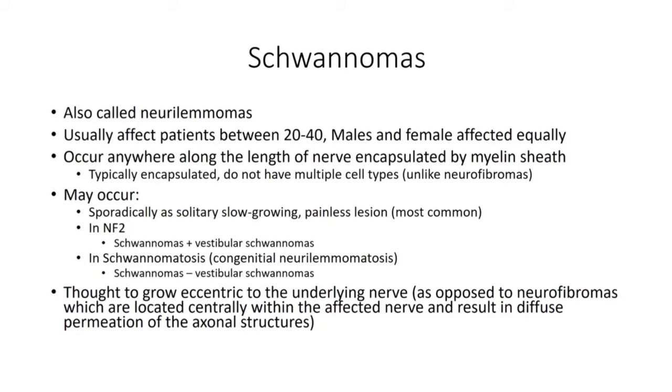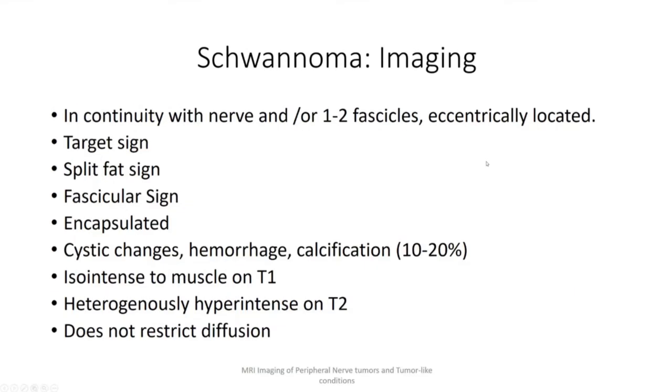Now, the way that these grow, they grow eccentric to the underlying nerve, meaning usually there's a nerve fiber that's involved. It pushes the nerve fascicles out of the way, and so you have this appearance of a ball in a basket, where the fascicles have been displaced. And then it usually presents eccentrically to one side, which is good for excision because this allows a clear pathway in between the nerve fascicles to remove the tumor. Now, there are a lot of different ways to look at schwannomas on imaging.